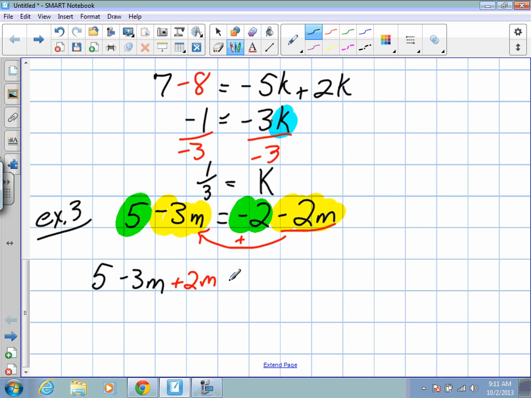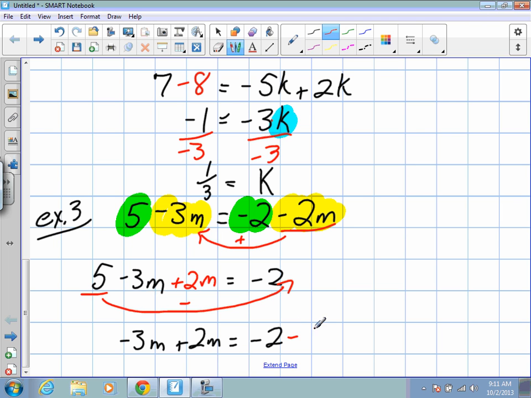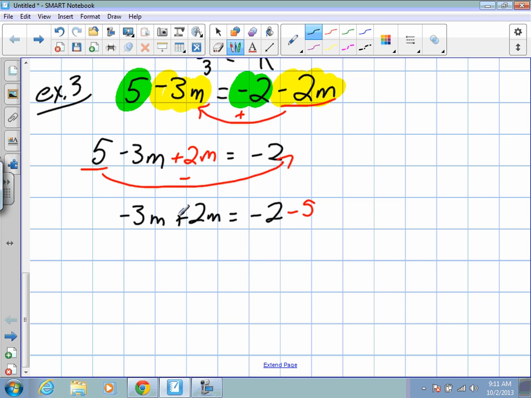The 2m has been moved. What's my next step? Move the 5 to the right. What does it become? It's negative. It's already positive on the side. So I'm left with, on this side, negative 3m plus 2m is equal to negative 2 minus 5. I have all my like terms. What does this equate to? Negative 1m. Okay? Or just negative m. And what is negative 2 and negative 5? Negative 7. Good.